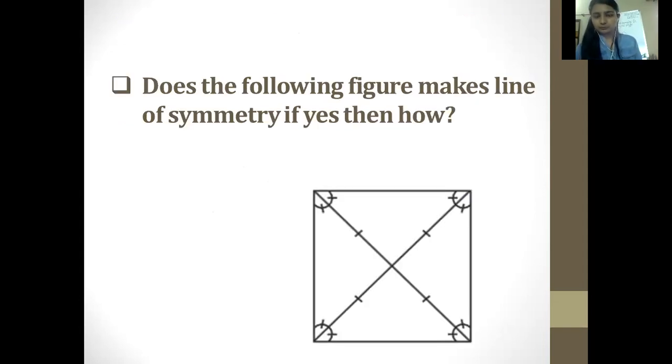So now, what about this? Does the following figure make a line of symmetry? If yes, then how? What do you think, first of all? Do you believe that it could be making a line of symmetry? If you don't feel like it, then the question is done here. But if you feel like yes, there could be a line of symmetry in this case, then we would be noticing how it would be making it. First of all, we would be drawing.